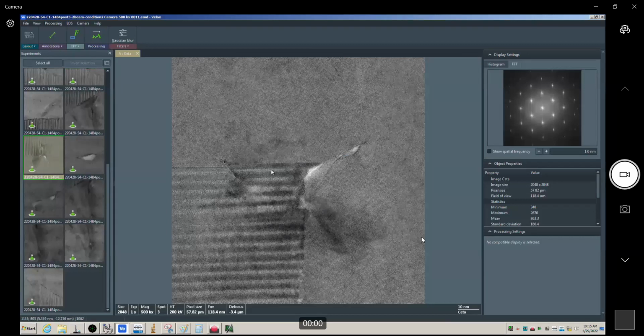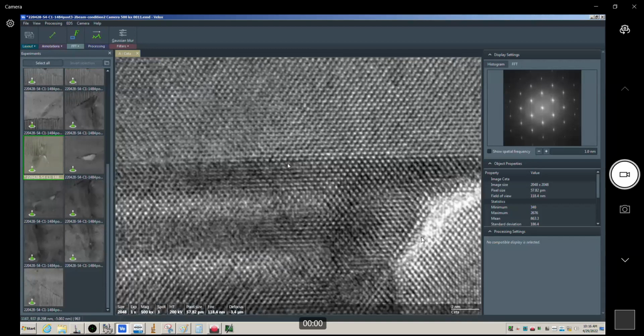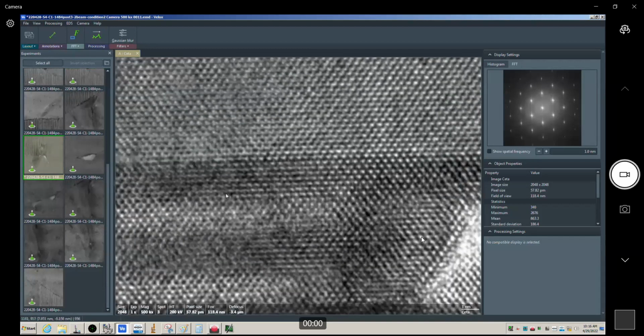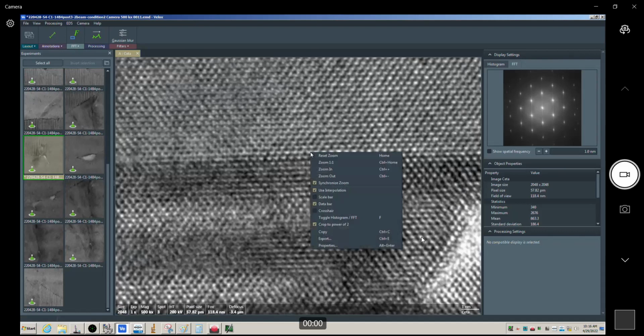When you acquire these images, one thing you need to understand is that what you're seeing here in Velox is actually not what you end up getting when you export them. It's a very subtle difference, but if you scrutinize it carefully, you can see it. What I'm talking about is what's called interpolation. If you scroll in really far, so we can see the individual pixels, right click on the image.